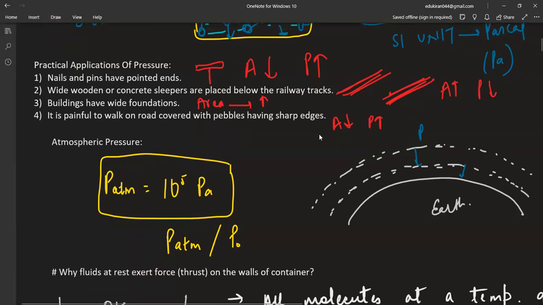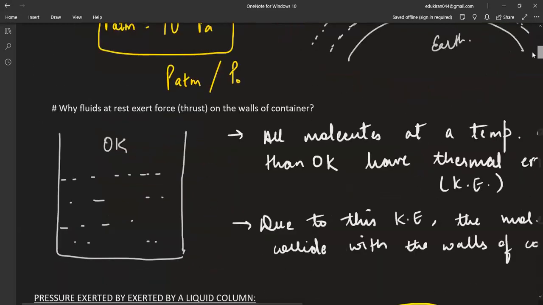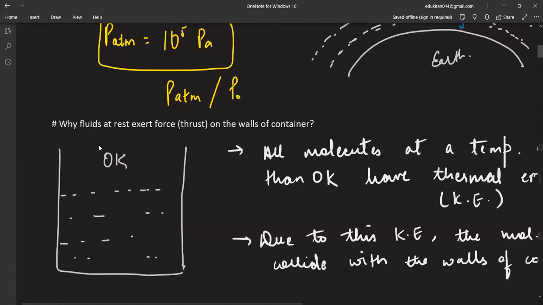One more thing: when the fluids are at rest, why are they able to exert pressure? Because we are not talking about hydrodynamic fluids. There is no motion in the fluid. So why do fluids at rest exert force or thrust on the walls of the container? The reason is that at temperatures above 0 Kelvin, the molecules have thermal energy with them. We'll study this in thermal physics also. There's a formula for it in thermal physics.